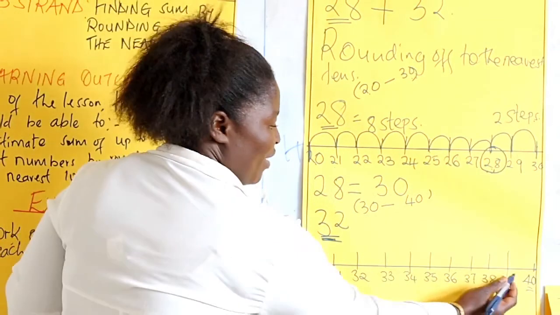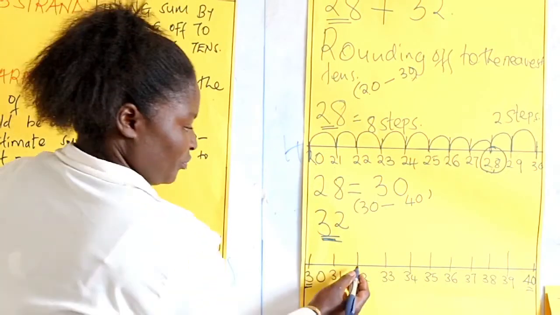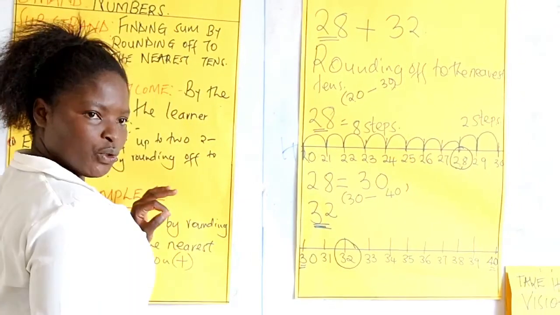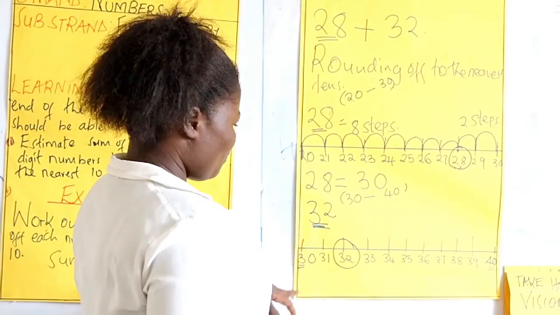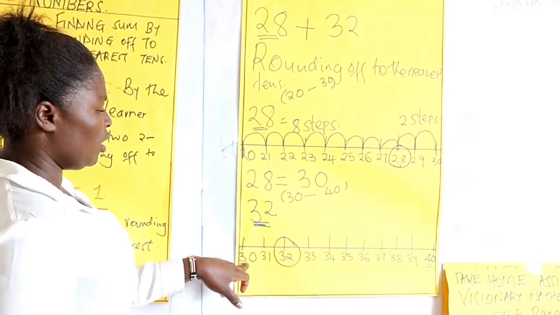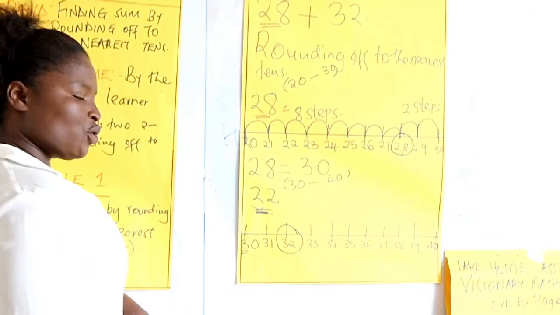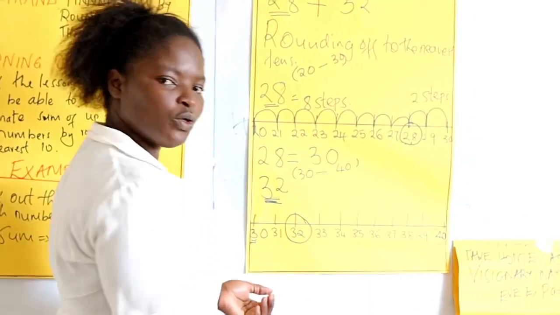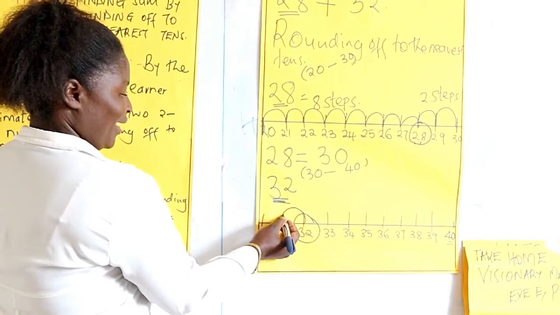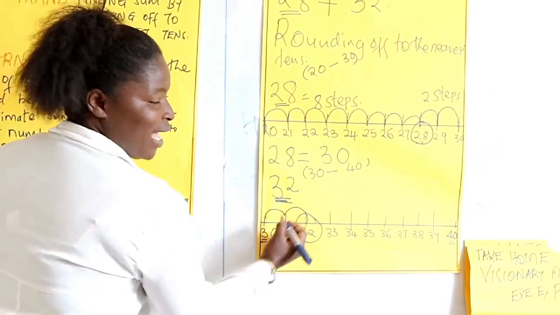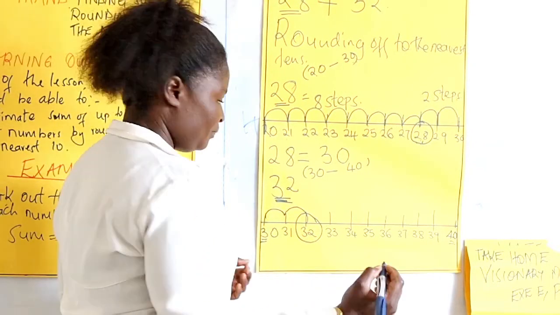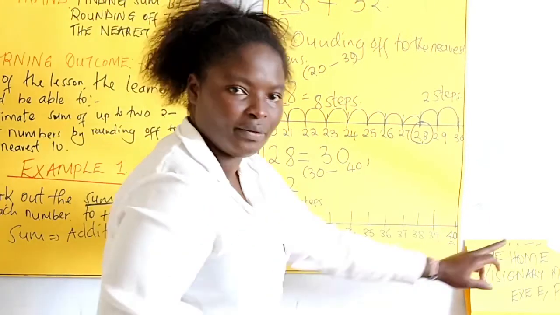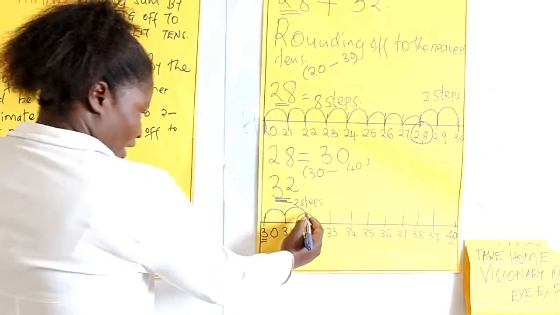Where do we get number 32 in our number line? We come here, circle number 32. We want to find out, is 32 nearer to 30 or 40? So we are going to go, how many steps are we going to go backwards up to 30? Let us count together. 1, 2. Very correct. How many steps have we gone? Very correct. 2 steps.